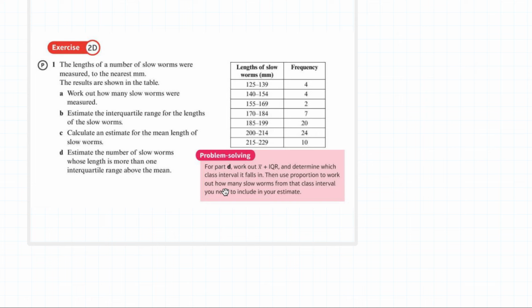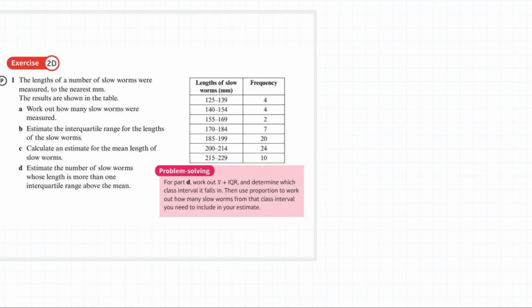We're looking at exercise 2D question 1. For question 1, the lengths of a number of slow worms were measured to the nearest millimetre. The results are shown in the table. The first thing we've got is to work out how many slow worms were measured. For this one, it's very straightforward.